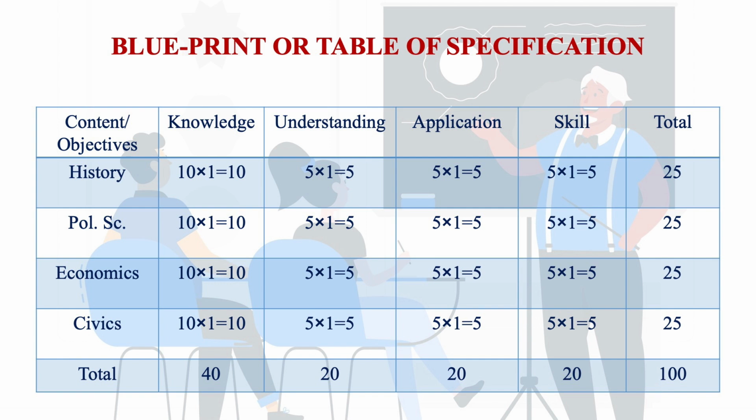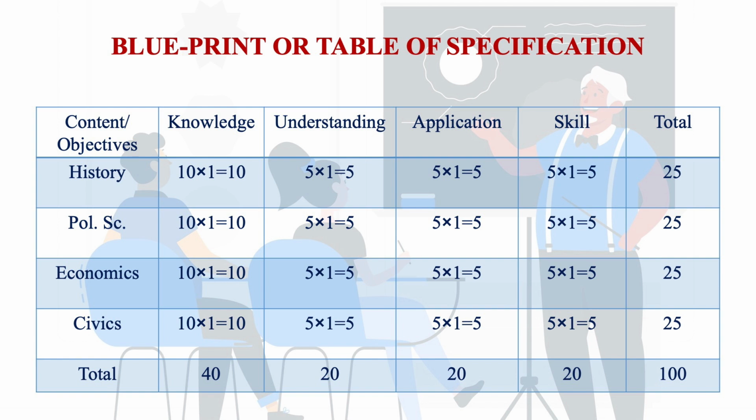So based upon the 3 dimensions of the blueprint, you have to prepare a table of specification. Just like you see on your screen, the subject areas or content are history, political science, economics and civics. Weightage to history is 25% because each subject area is given a weightage of 25% as per your blueprint. Knowledge, understanding, application and skill are the 4 objective areas. The knowledge objective area is given 40% weightage, then understanding, application and skill are given 20% each. Accordingly, for a knowledge level of questions from history, you have to write 10 questions. Then for understanding level questions from history, you have to write 5 questions as per the weightage.